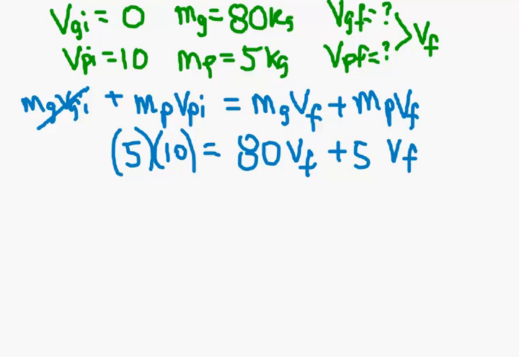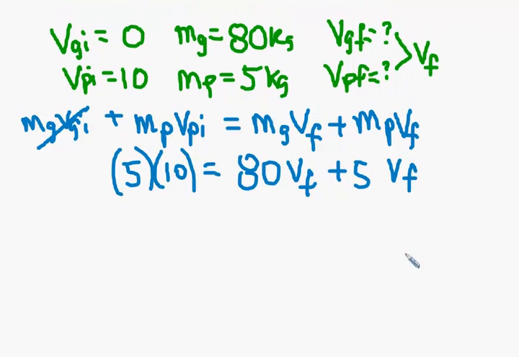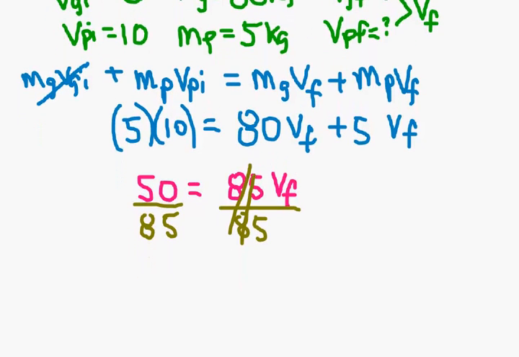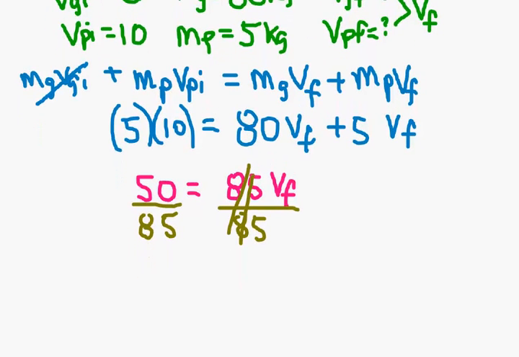Okay, well, we can simplify this a little bit. There's different ways of doing this, but 5 times 10, that's going to be 50 on this side, equals 80 velocity final plus 5 velocity final, so 80 plus 5, that's 85 velocity final. And now I want to solve for velocity final, so I got to get rid of 85, divide both sides by 85, and this cancels, and we have 50 divided by 85.